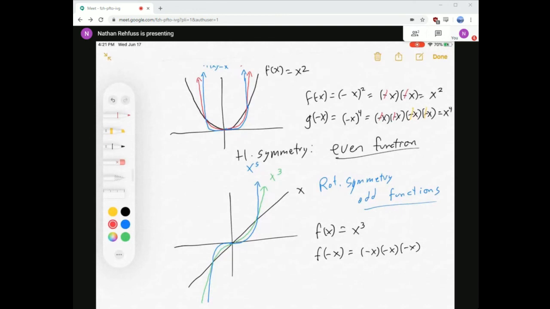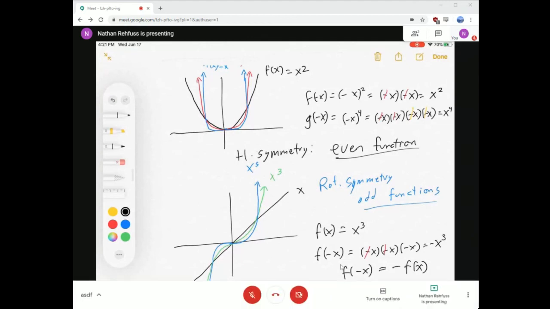f of negative x is negative x times negative x times negative x. Two of the minus signs cancel out, but we get stuck with the third one. So we're going to end up with negative of x cubed. So f of negative x equals negative f of x, which is the test for rotational symmetry.